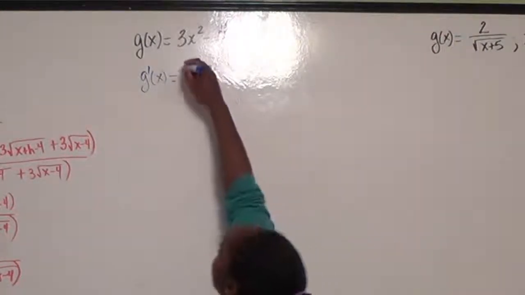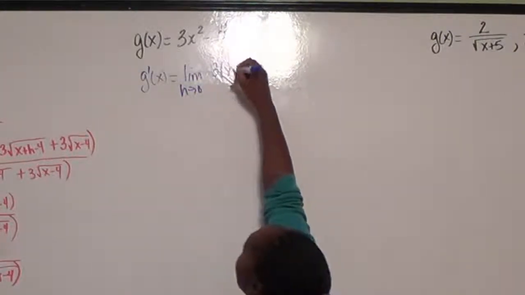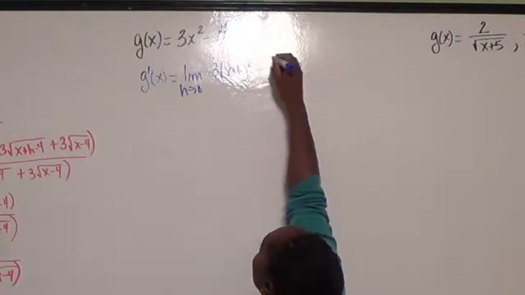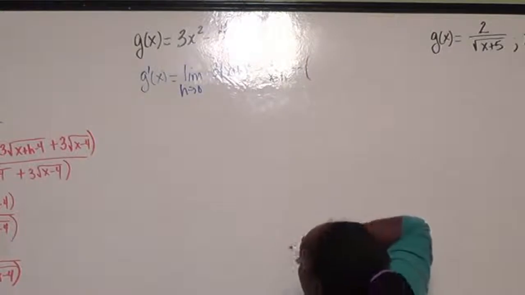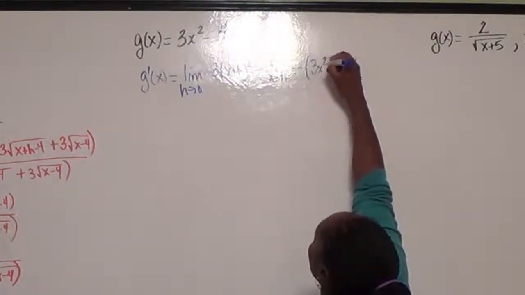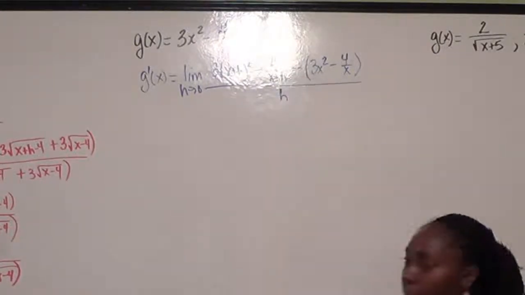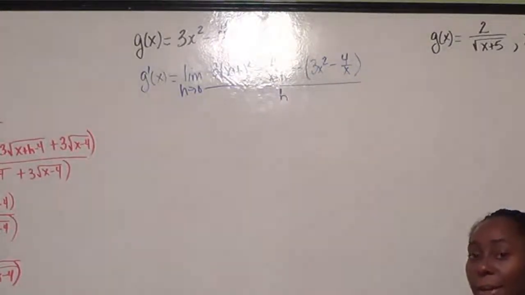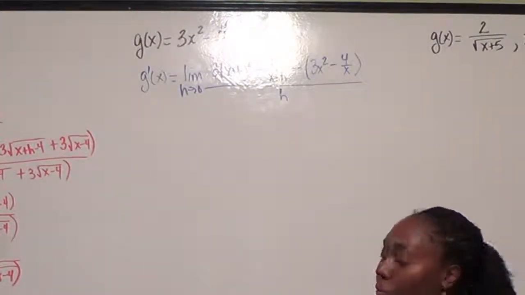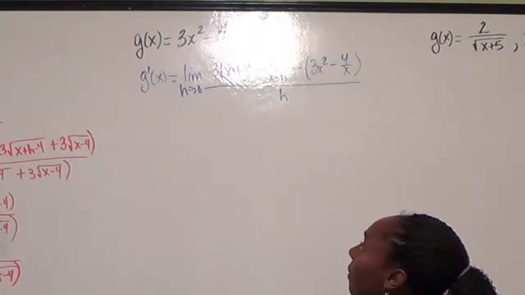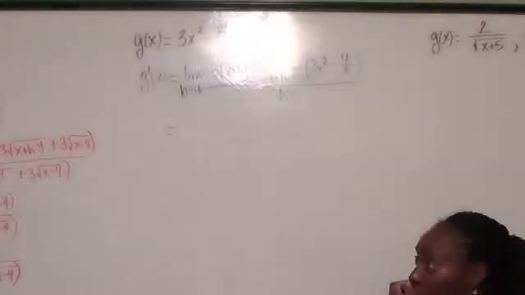g prime of x tells us it's the limit as h goes to 0 of 3 times (x plus h) squared minus 4 over (x plus h), minus my f of x, 3x squared minus 4 over x, that whole thing divided by h. Now notice at this point I haven't used the 1 yet. Okay. I'm going to get my slope first and then plug in my value.